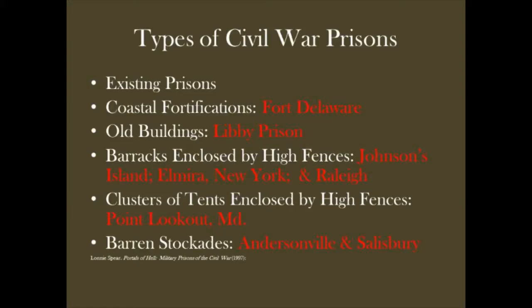It's not really under that time period. Salisbury Prison was a former cotton mill, and it had a compound, and that compound was used for prisoners. Then you also have barracks that were enclosed by high fences. Johnson Island, Elmira, New York, and Raleigh, North Carolina. There were actually prisoners held in Raleigh, North Carolina. These were barracks that had high fences around them, or palisades, to keep the prisoners pinned into a certain area.